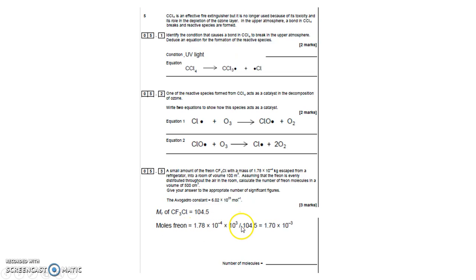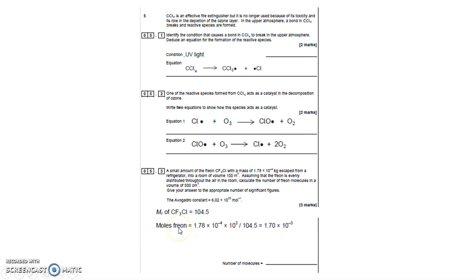Moles is mass in grams divided by the MR that I've worked out, and it comes out as 1.78 times 10 to the minus 3. I've got the moles. Now that's your first step. If you see something with a formula and you've got a mass, it will want you to work out moles. That's always going to be the first step. Now they're a little way in, then we can carry on. So moles of Freon is that.